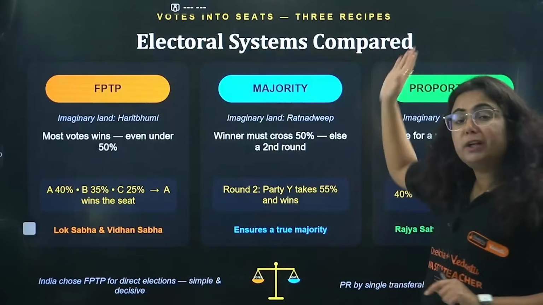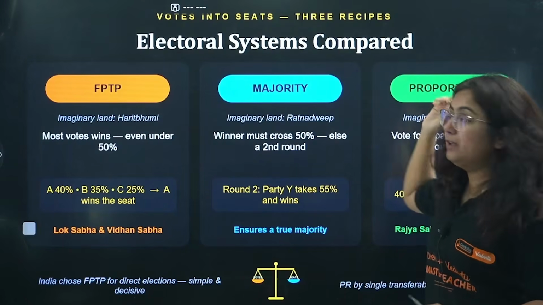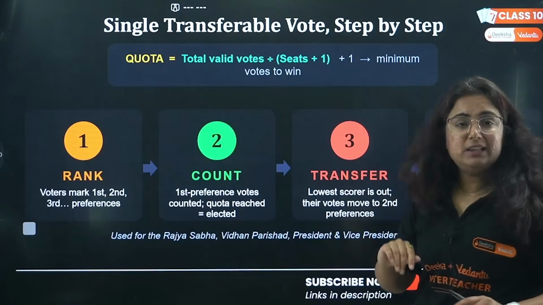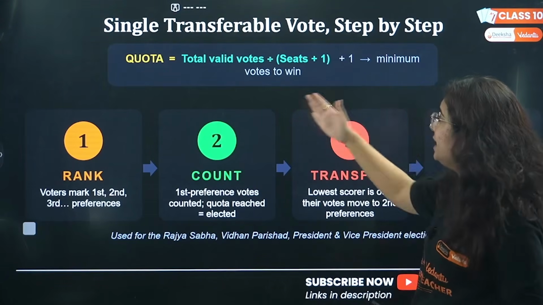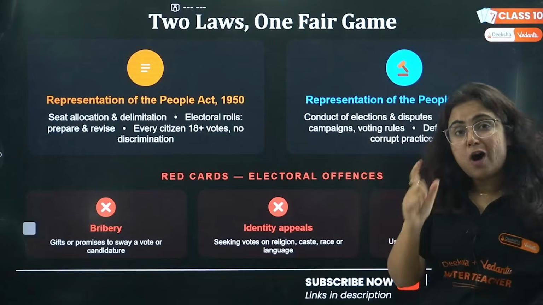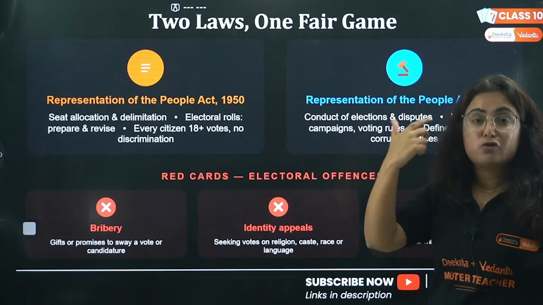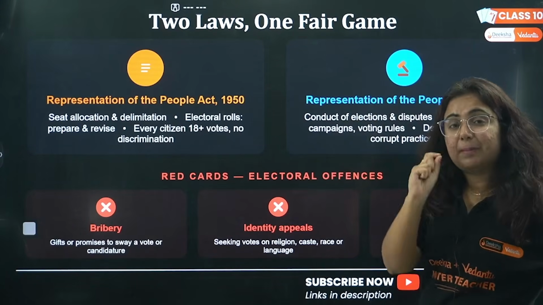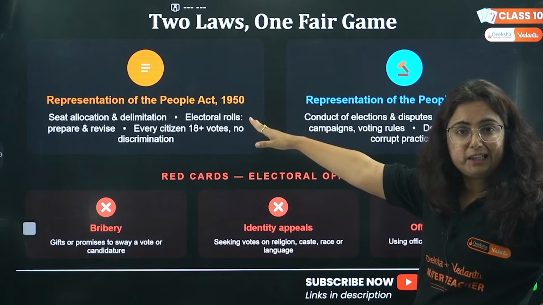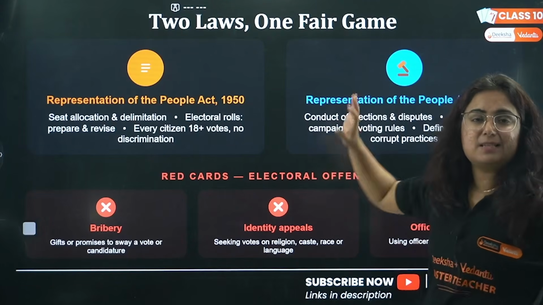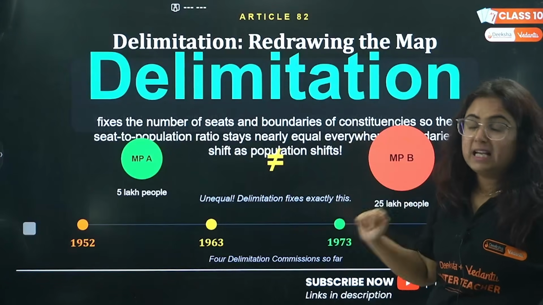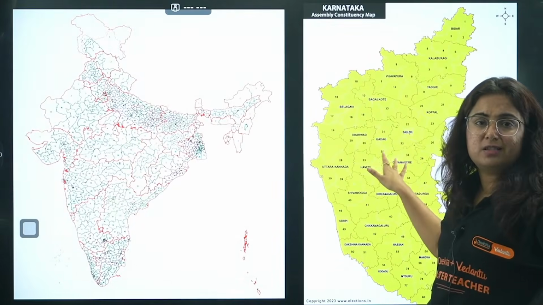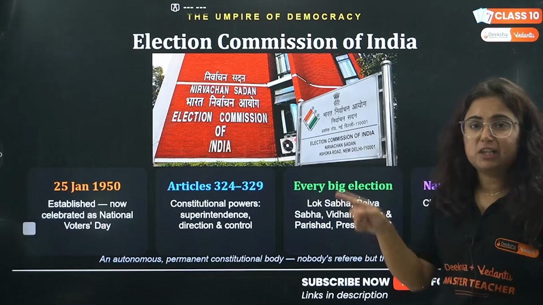Then we learned about the different electoral systems in the world. We follow FPTP and proportional representation. I told you the difference between the two. Then we talked about the single transferable vote. Then the laws that are made to make the system fair, transparent and accountable, with these two laws. Questions can come separately for the Representation of the People Act 1950, what it contains, and similarly the one from 1951. Very, very important is delimitation, right? We have seen how delimitation is done for both state as well as national elections.